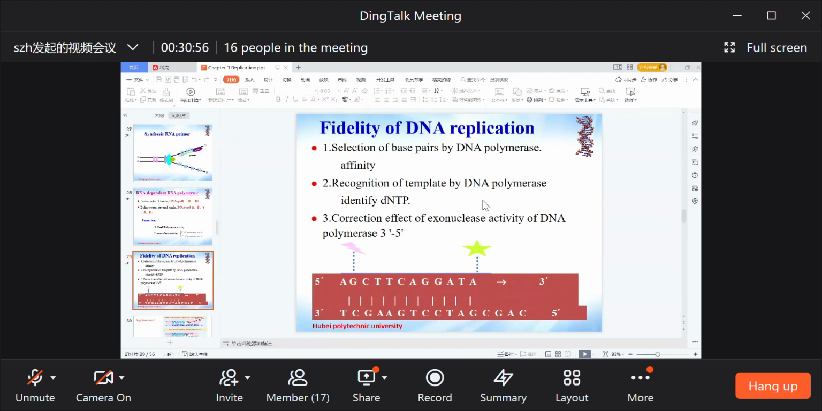When the DNA molecule is destroyed, it needs repair. In some cases, we repair and remove the damage.